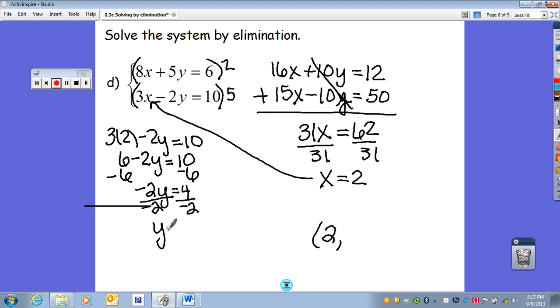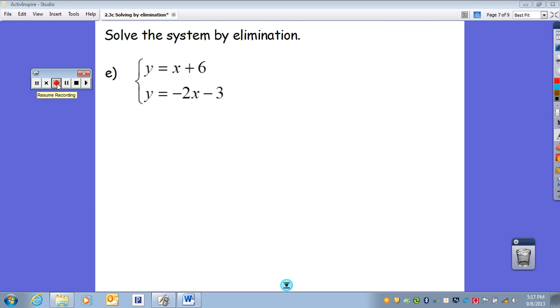So y is equal to negative 2, and that's the second part of my point, which is my ordered pair, the solution to my system. Let's check to be sure in the top equation that that's correct. 8 times 2 is 16, 5 times 2 is negative 10, and 16 plus negative 10 is 6. That is correct. That is the solution to the system.